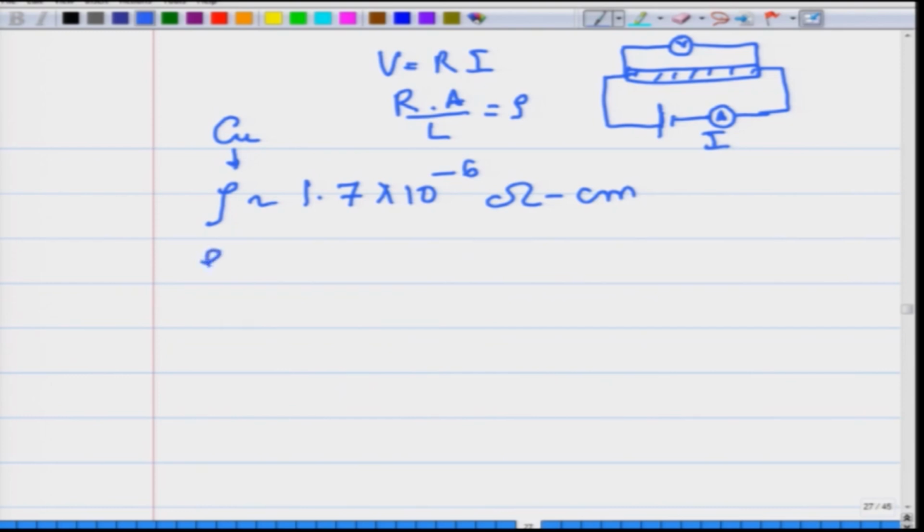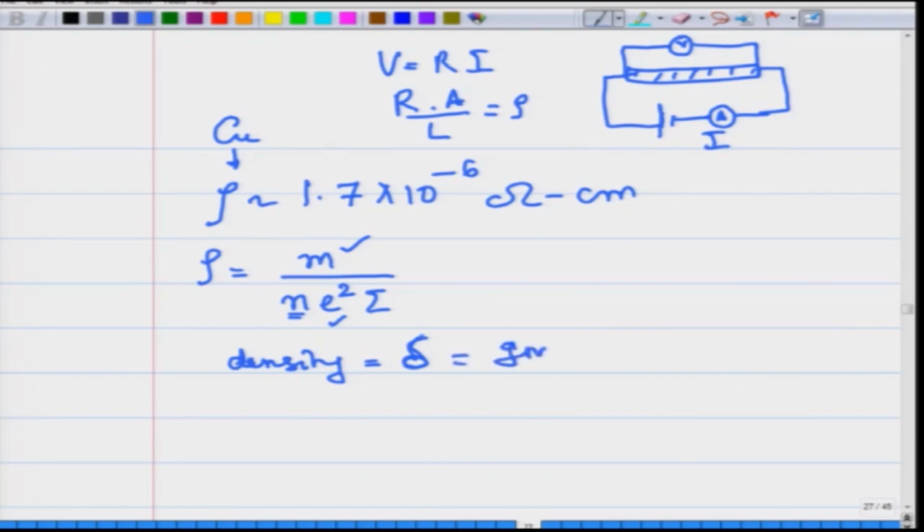Now if you recall, from the Drude's model the resistivity depends on Ne square tau. You know the mass of the electron, you know the charge of the electron. What is this N? N is the density of the electrons. How do you know that? You can very well calculate it. You know the density of the solid in gram per cc. Let us call it by some curly d, since I do not want to use rho, which I have already used for resistivity. It is mass per unit volume.